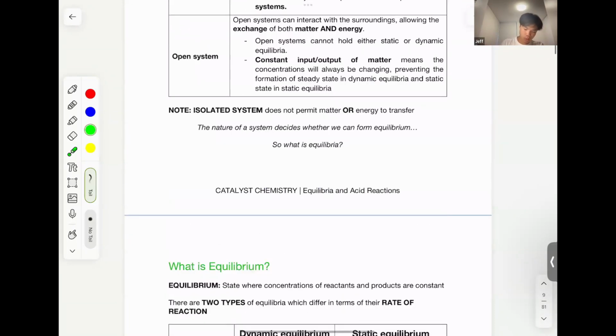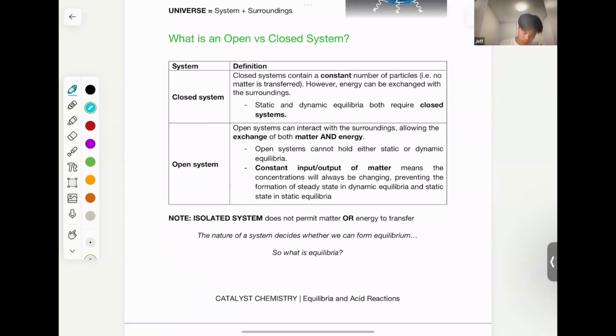I think one final important case I'll bring up with the closed systems is if you have any solution with ions in it, we consider solutions to be closed systems, even if they are exposed to the atmosphere.